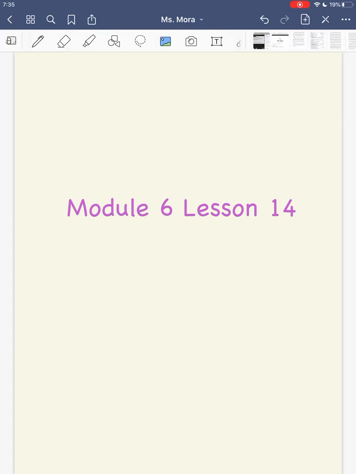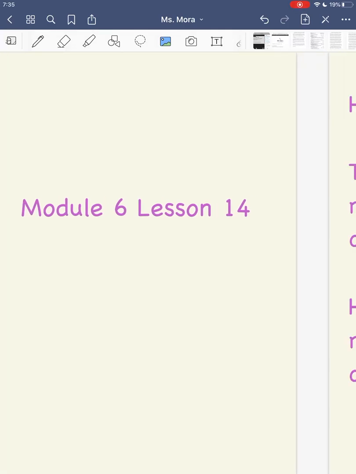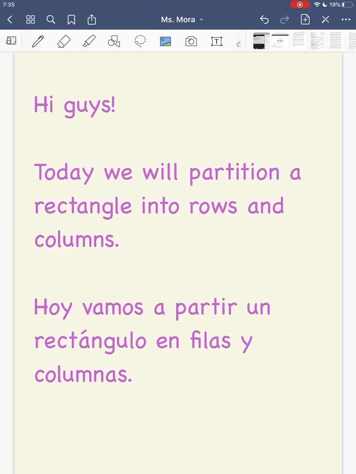Hi guys, this is Module 6, Lesson 14. Today we will partition a rectangle into rows and columns.